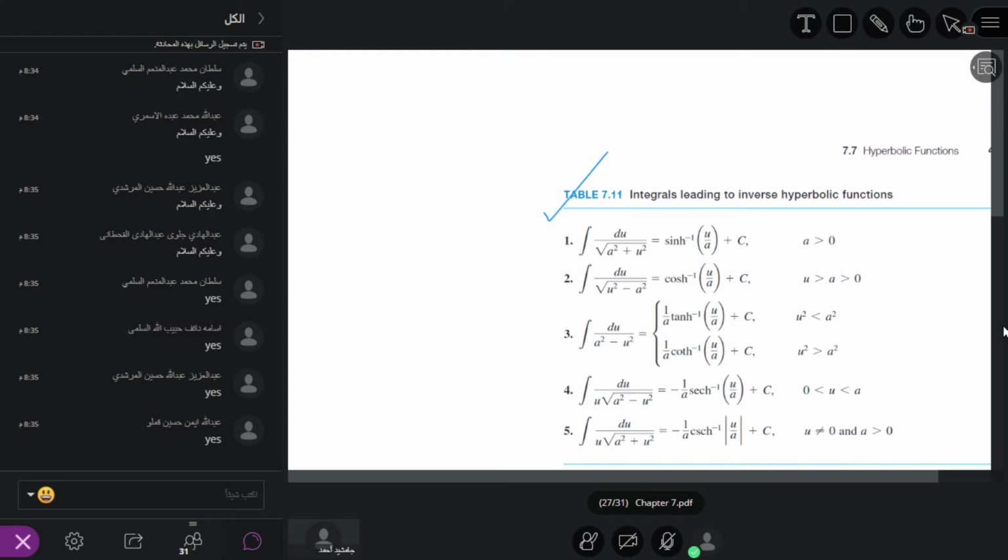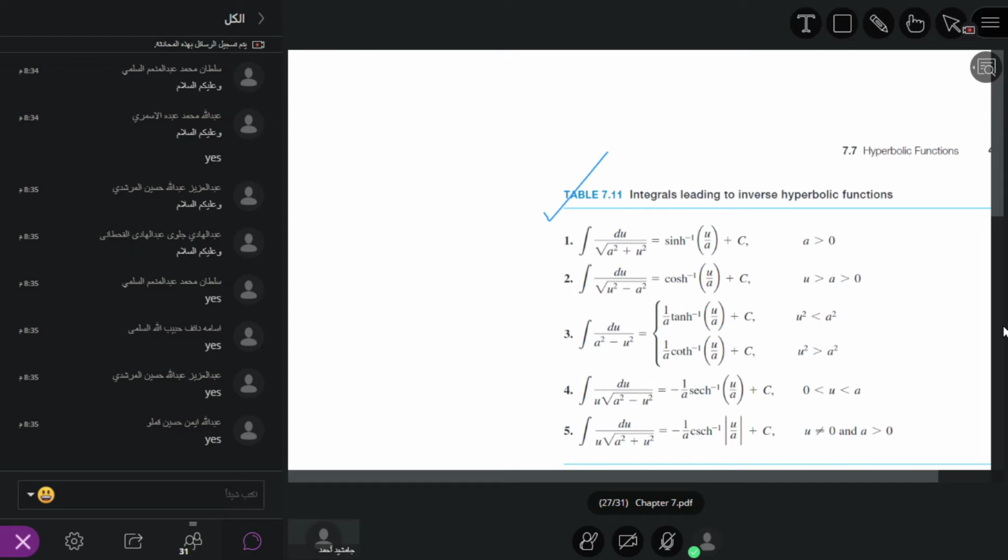After this, we discussed the properties of the hyperbolic functions. First, cosine hyperbolic square x minus sine hyperbolic square x is equal to 1. After that, sine hyperbolic 2x is equal to 2 sine hyperbolic x cosine hyperbolic x. We also discussed that cosine hyperbolic square x plus sine hyperbolic square x is equal to cosine hyperbolic 2x.